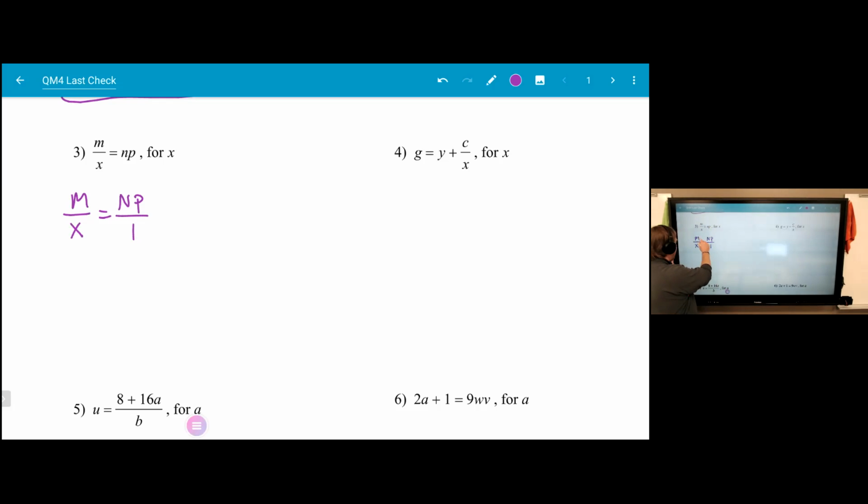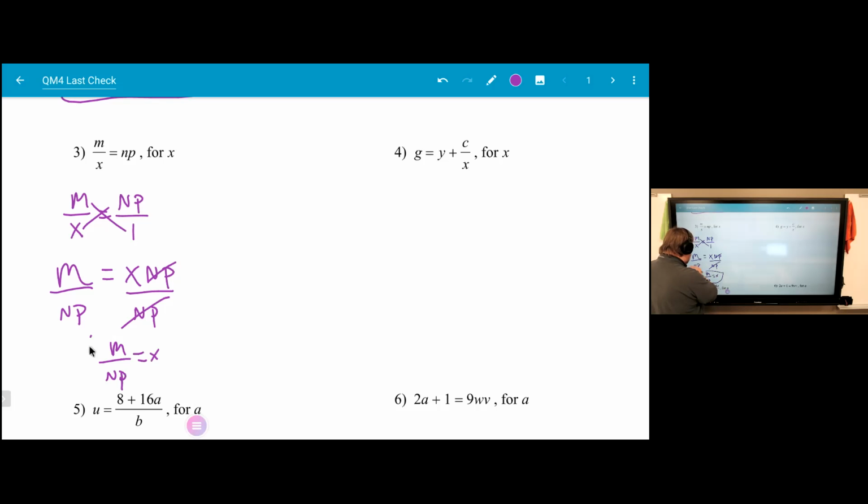If I do that, I've got m times 1, which is m, and x times np, which is x times n times p. Well, how do I finish solving for x? I would divide both sides by n and p. So this would simplify to 1. I'd have m divided by np. Let me rewrite that for you. Equals x. And that's what I'm looking for.